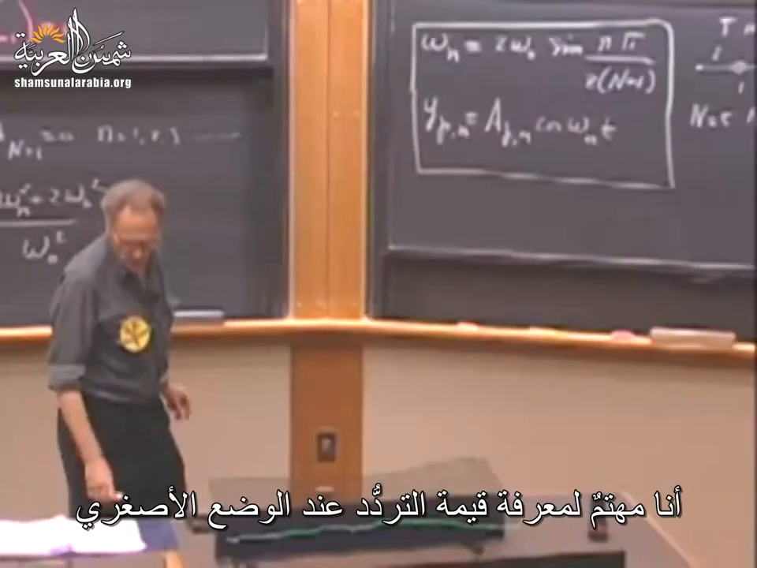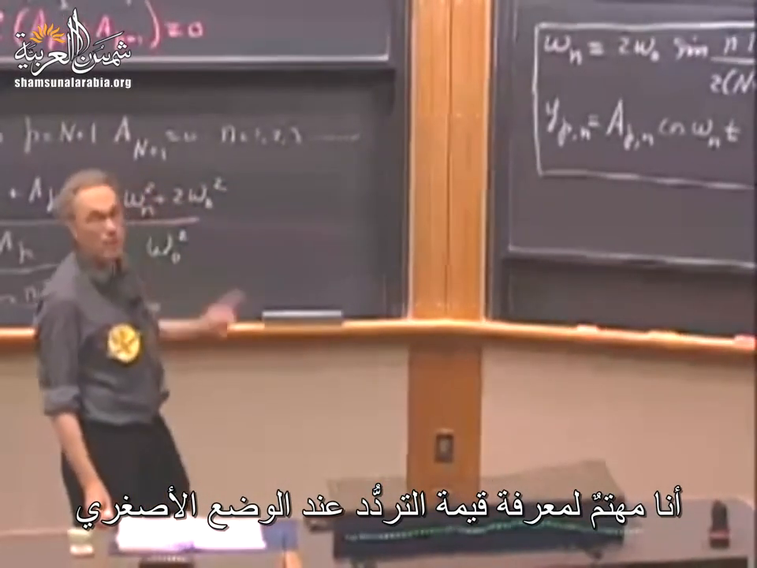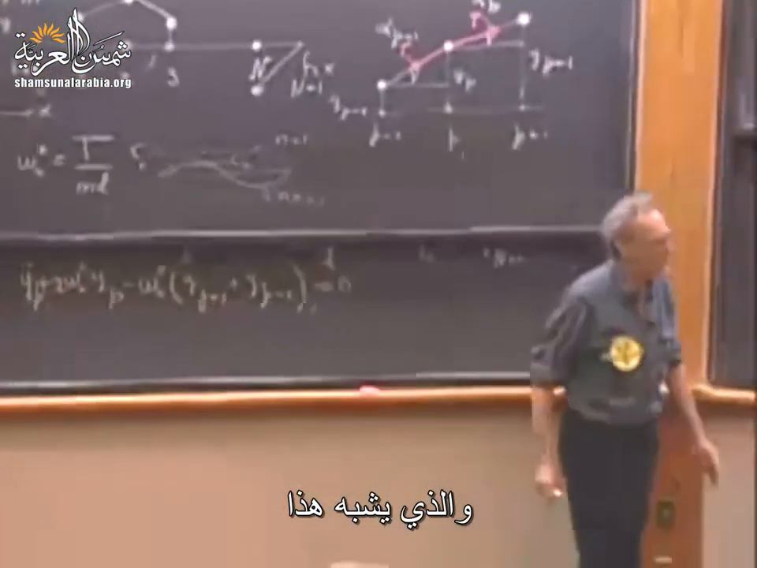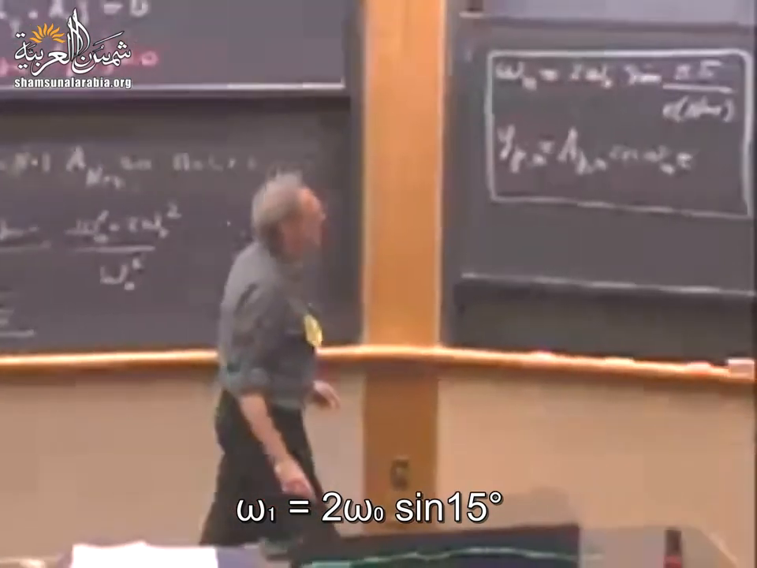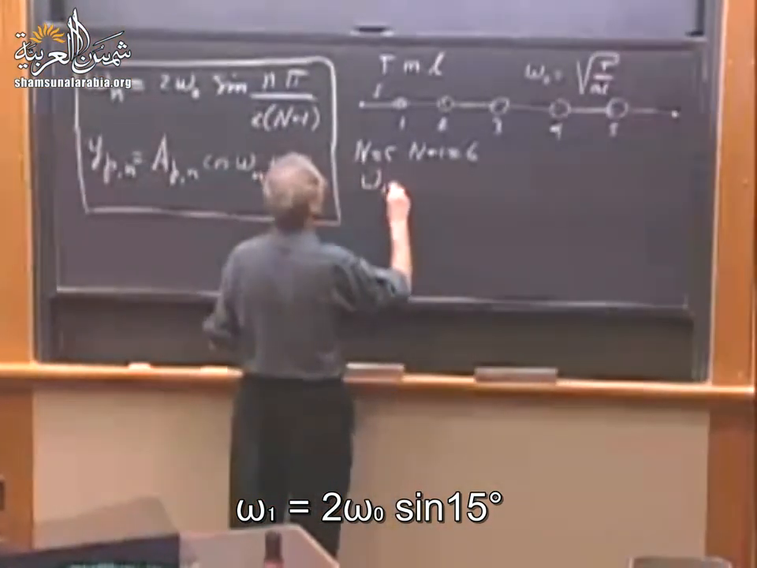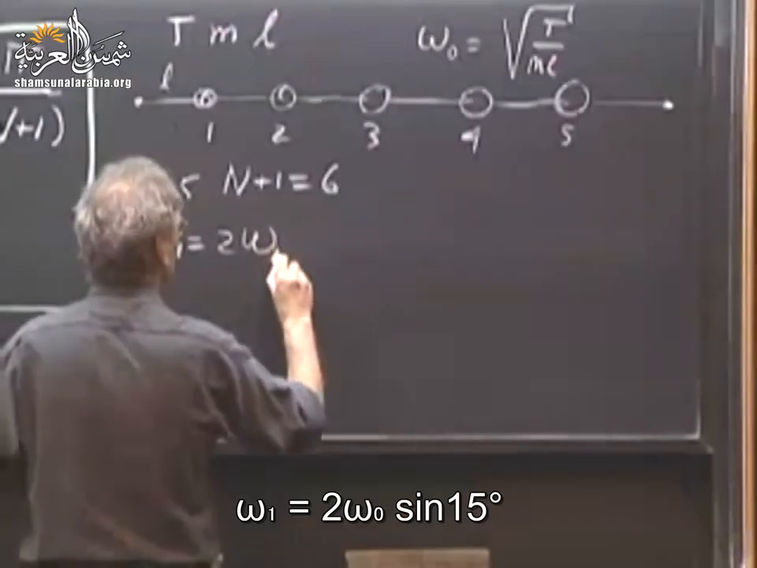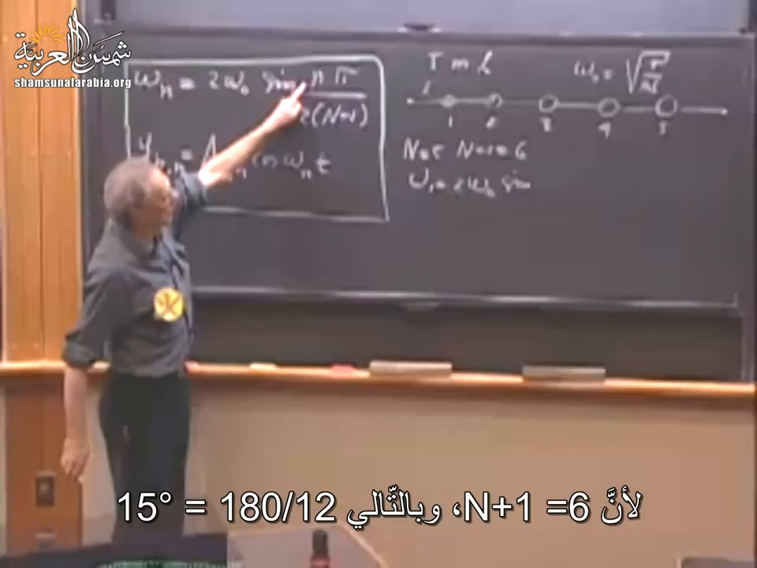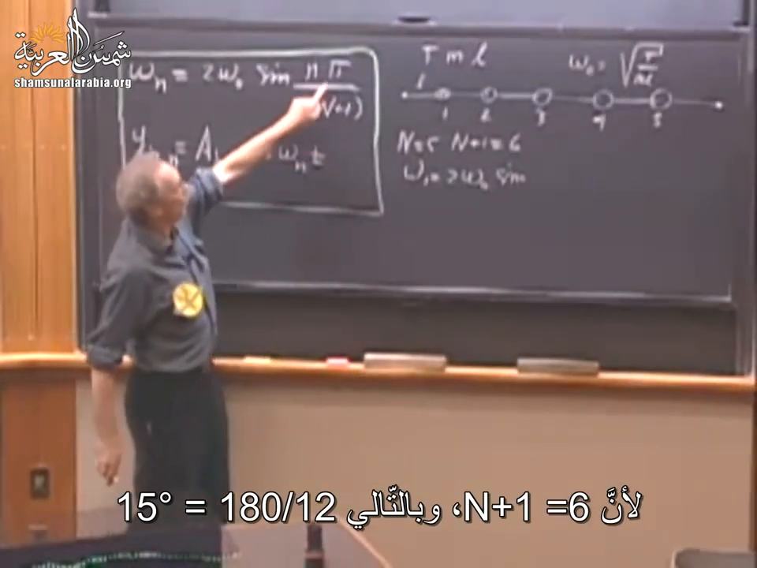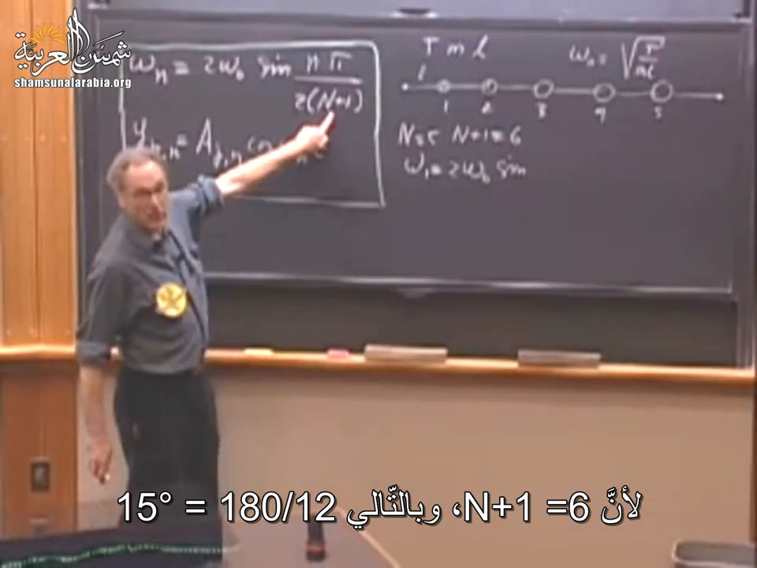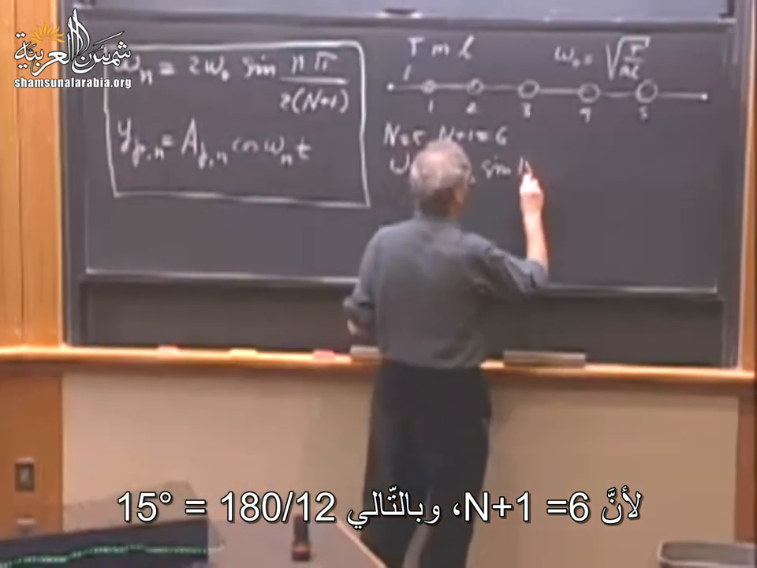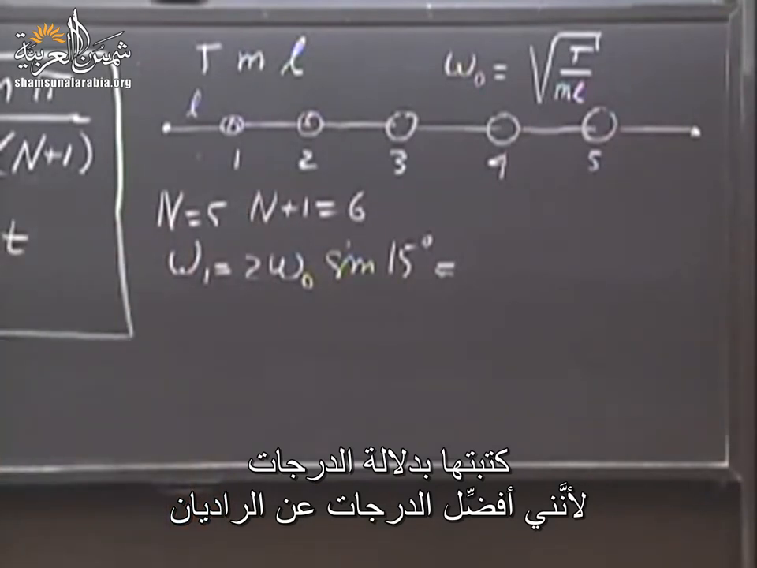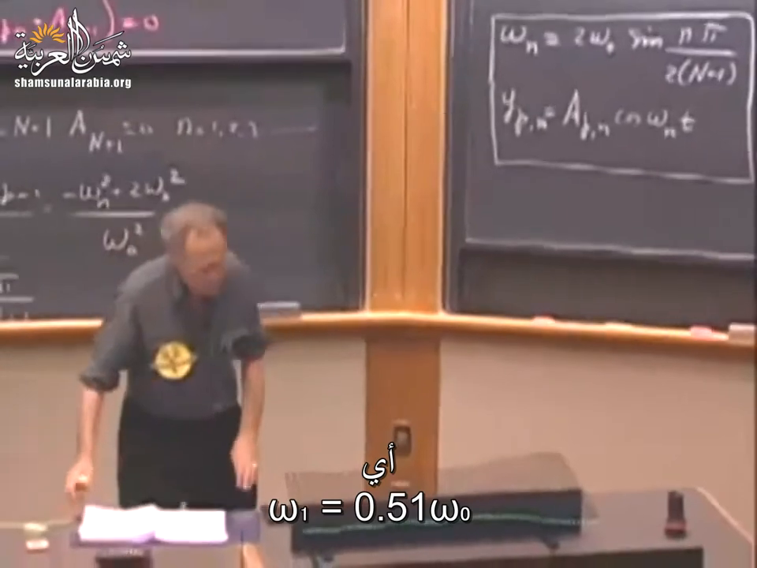I'm interested in knowing what the frequency is in the lowest possible mode, which is going to resemble something like this. And so that frequency, omega 1, is then 2 omega 0 times the sine, n equals 1, capital N plus 1 is 6, 180 degrees divided by 12 is 15 degrees, so that's the sine of 15 degrees. I write it now in degrees because I have a better feeling for degrees than I have for radians. And that is 0.51.